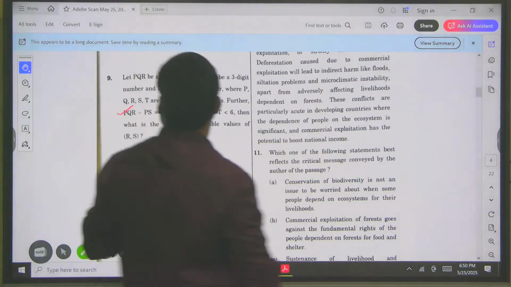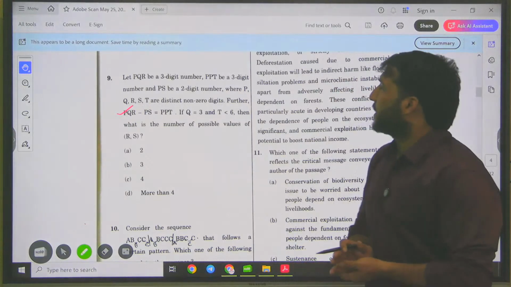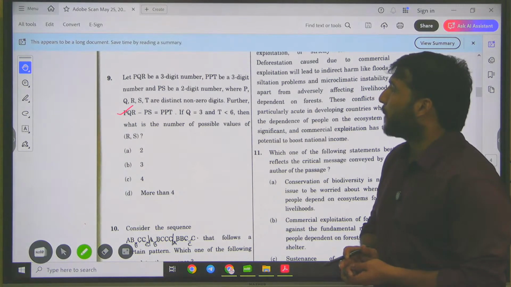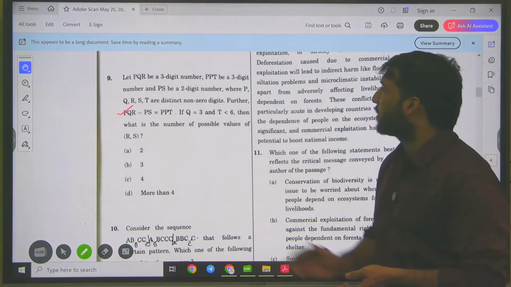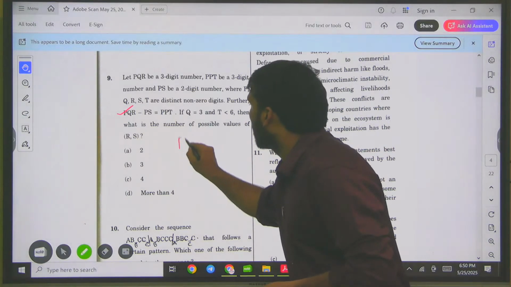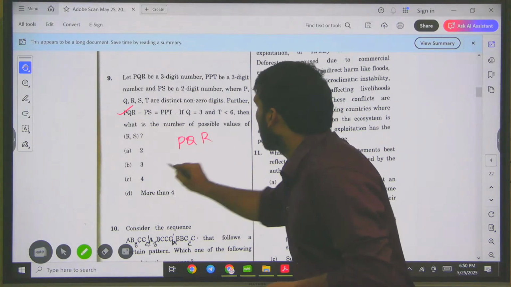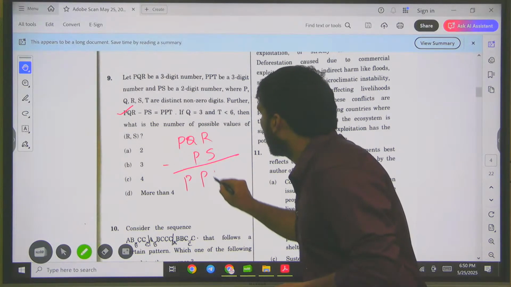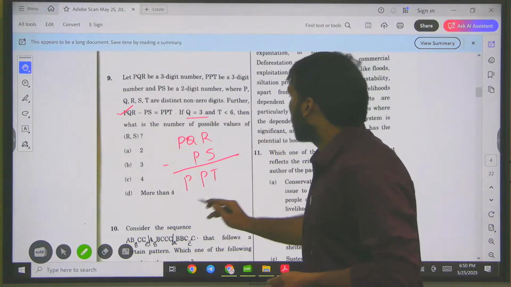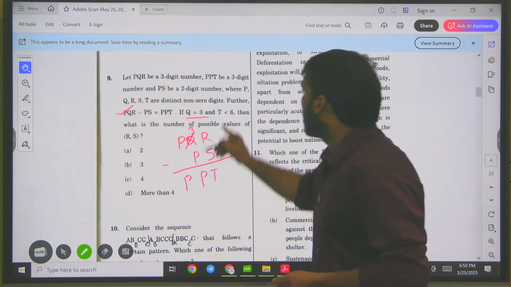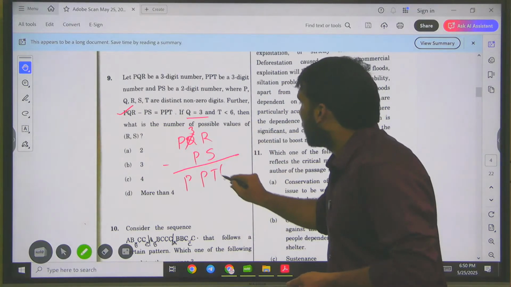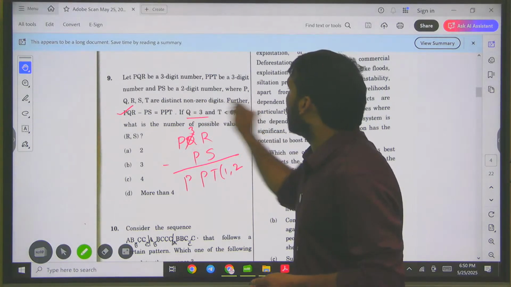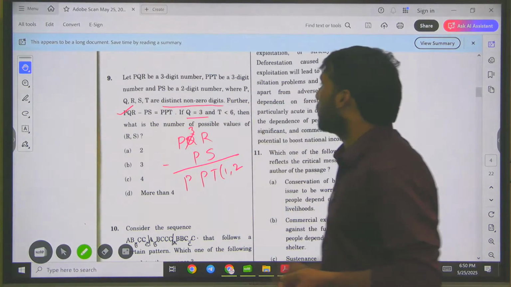Next question. PQR is a 3-digit number, PPT is a 3-digit number, PS is a 2-digit number, where P, Q, R, S, T are distinct non-zero digits. Further, PQR minus PS will be PPT. If Q is equal to 3, if I am keeping Q as 3, then T less than 6.